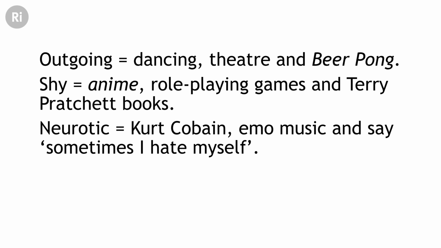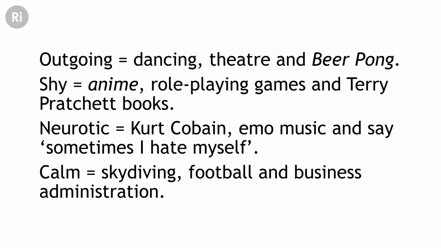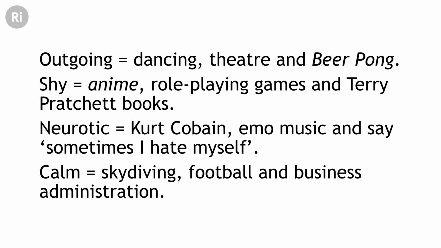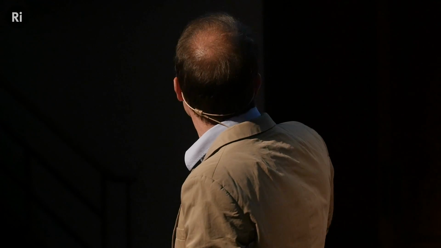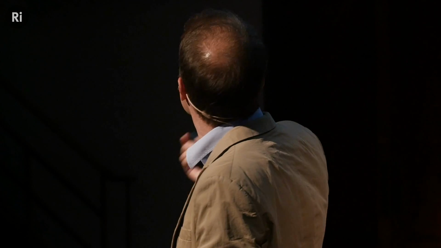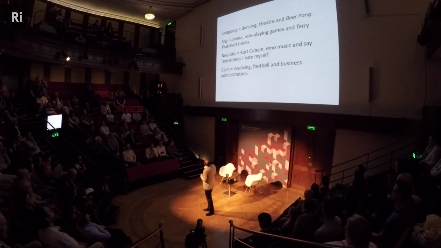So, yeah. And if you're calm, this was a bit of a surprise for me. If you're calm, you like skydiving. I mean, I suppose you have to be quite calm if you're going to jump out of a plane. You like football, so yeah, I'm in that category. And you like business administration. See, one of the points here is you don't have to like all of these things at the same time. Or yeah, you certainly don't do all of these things at the same time. But those are the types of signals of somebody who is calm, neurotic, shy, or outgoing.